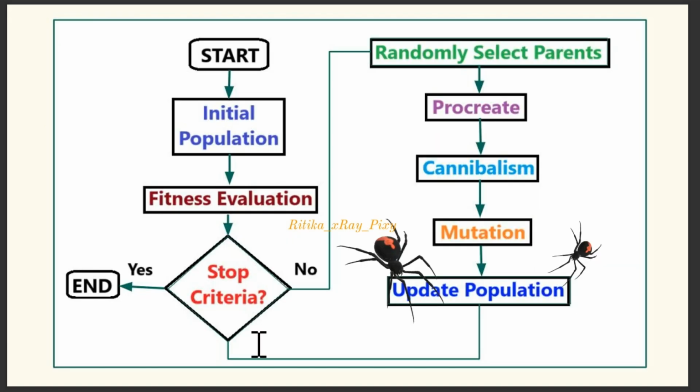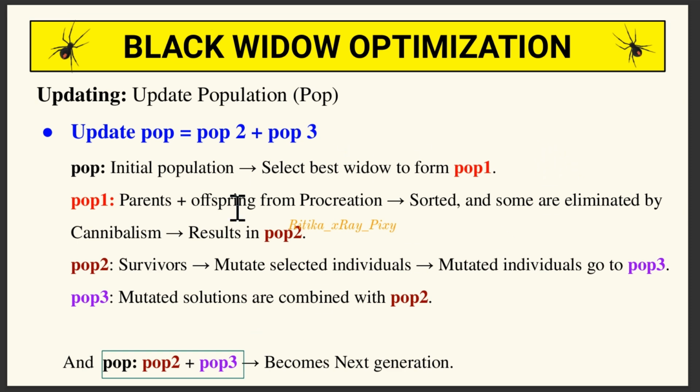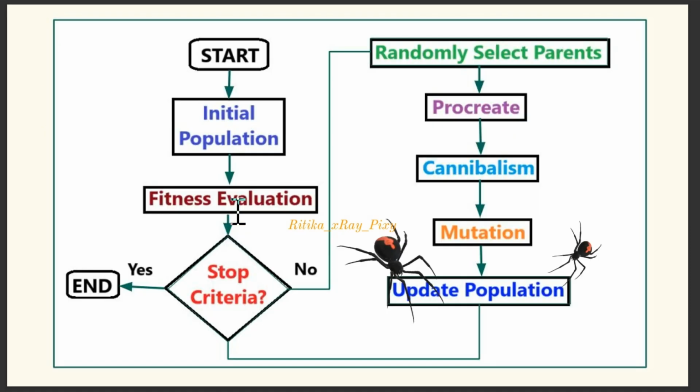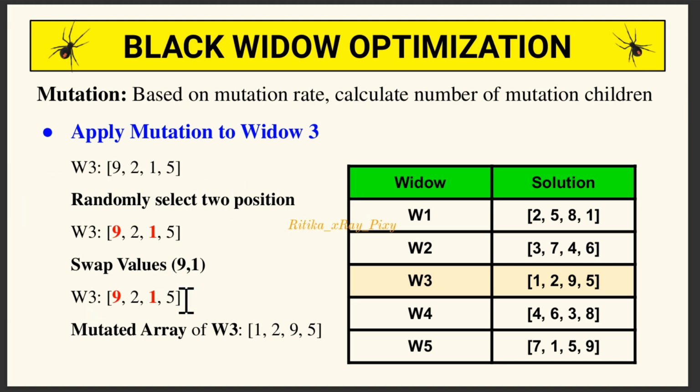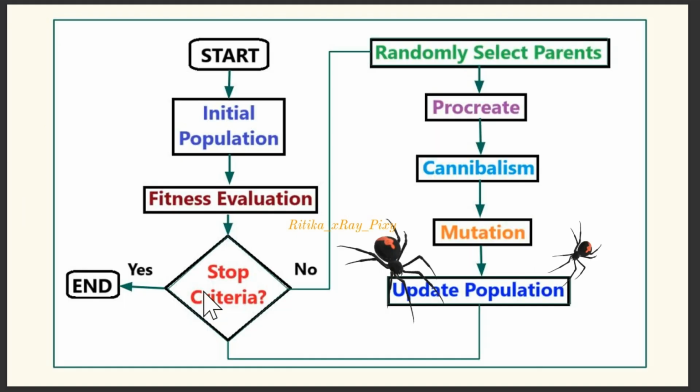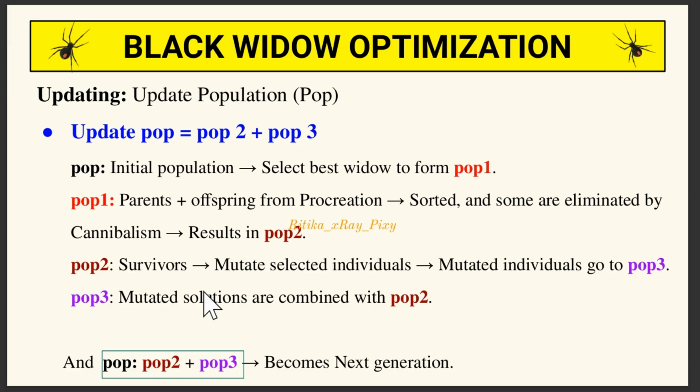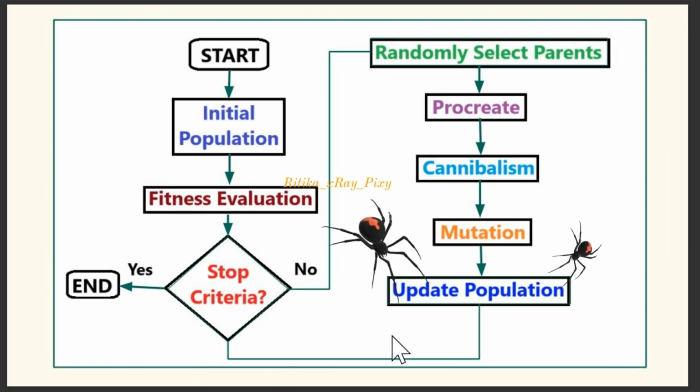So now here we have the updated population. You can see it for 5 widows. Mutation is done to ensure diversity and prevent the algorithm from getting stuck in local optima. Done. Now we will save the new one into population 3. Done. After this we will update the population by combining the second population with the third population. So in the Black Widow optimization algorithm, mutation randomly swaps elements in the widow array and creates new combinations of solutions and leads the solution to explore regions of the search space that are untouched.